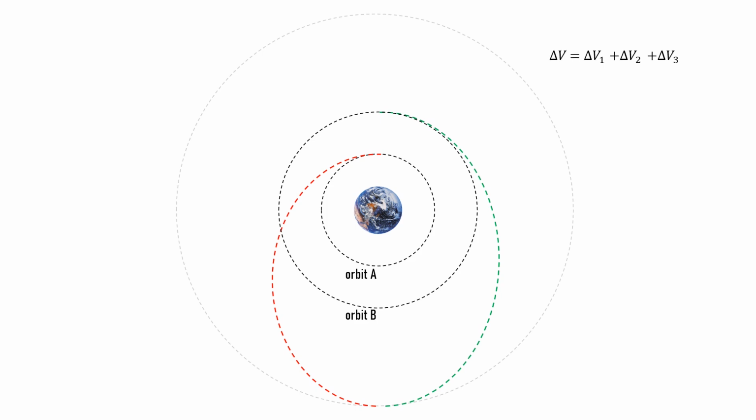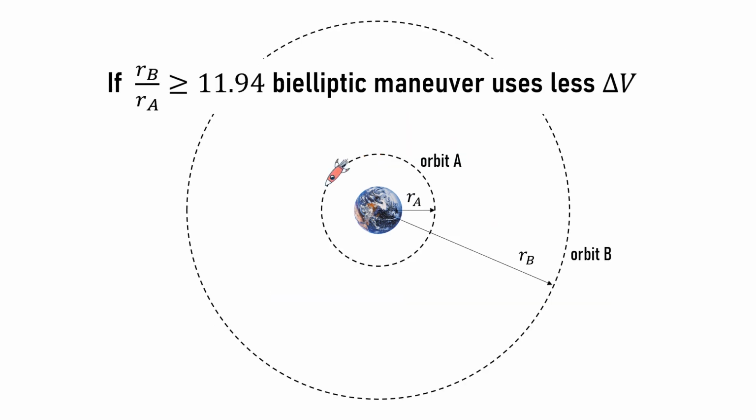Though the bielliptic maneuver requires one more engine burn than a Hohmann transfer, this maneuver requires a lower amount of total delta V than a Hohmann transfer when the ratio of the final to initial semi-major axis is 11.94 or greater, depending on the intermediate semi-major axis chosen.